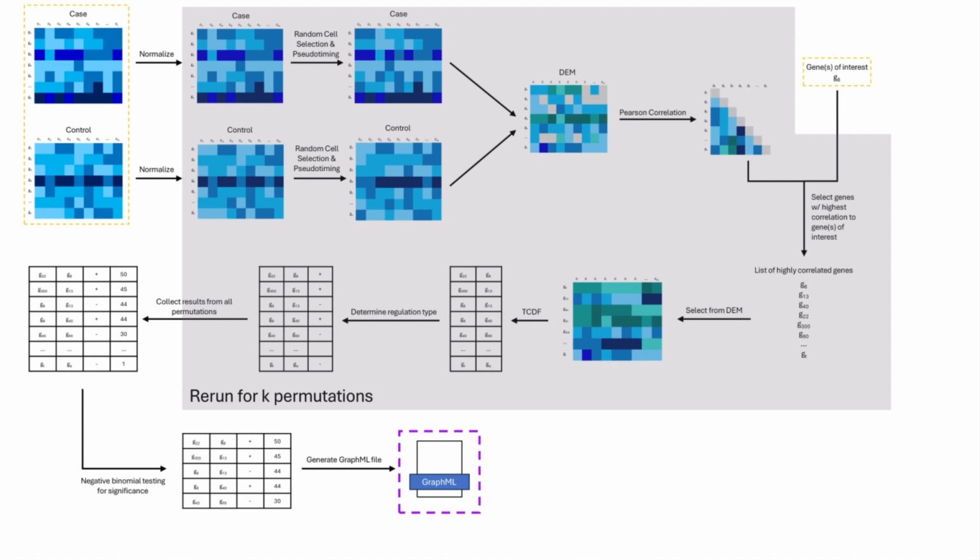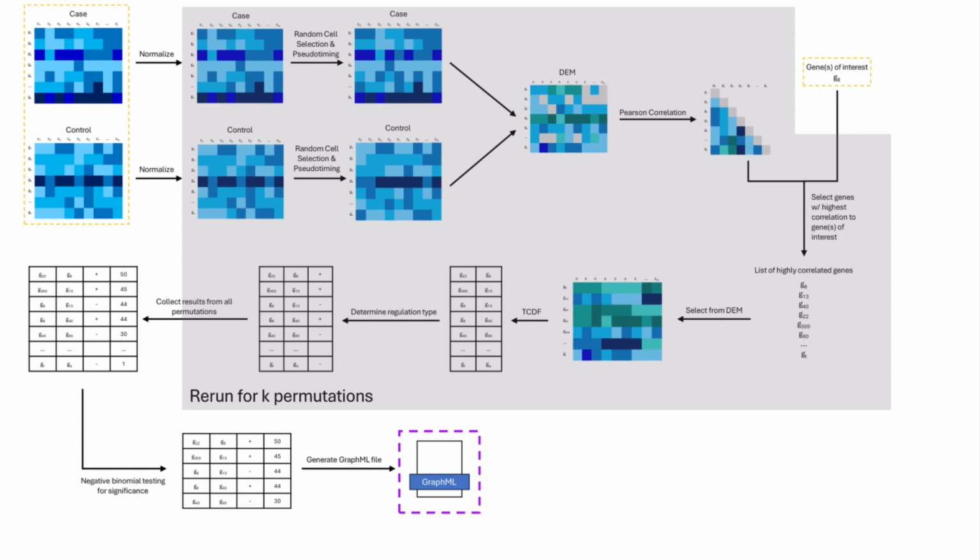So both of those data sets will have random cells selected so that each has the same number of cells, and then they will be ordered on pseudo-timing individually. We use scanpy's implementation of PAGA for pseudo-timing. Once that is complete, we will take the difference between the 2 matrices to create a differential expression matrix, which is denoted here as DEM. This matrix is subjected to Pearson correlation, and the gene pairs are then sorted based on how highly correlated they are to a gene of interest shown at the top right in the yellow box.